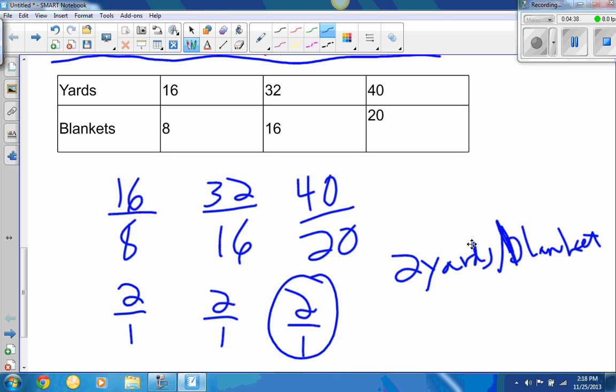Okay, so there's a couple different ways, again, to apply what we've learned about proportional thinking.